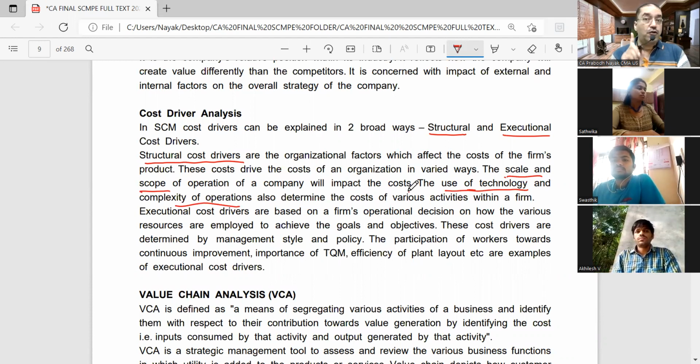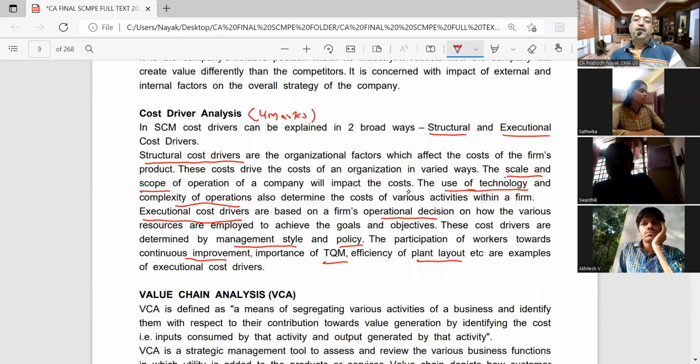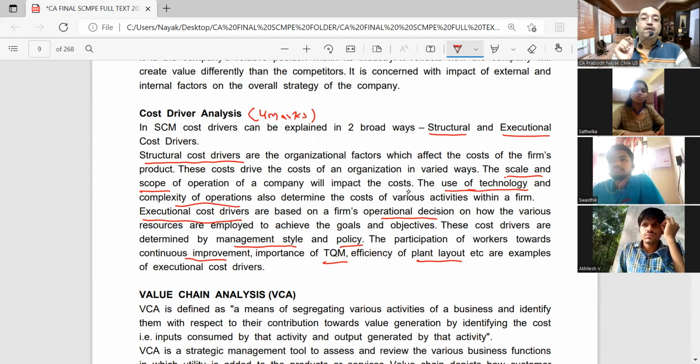In the examination, they have asked a short note on this. So you never know from which part of your syllabus the question is going to be asked. They have asked a 4 marks question on this: explanation of structural and executional cost drivers. What are executional cost drivers? They are based on the firm's operational decision activities, determined by the management style and policy. Continuous improvement, that is Kaizen costing, TQM, that is total quality management, and plant layout. These are examples of executional cost drivers. So a question of 4 marks has been asked in one of the papers on structural and executional cost drivers.